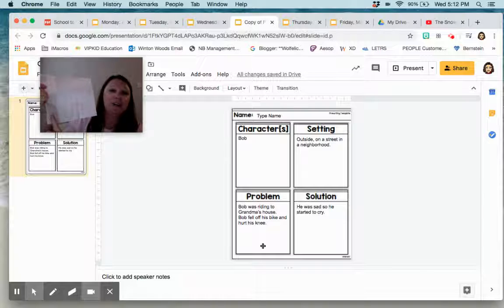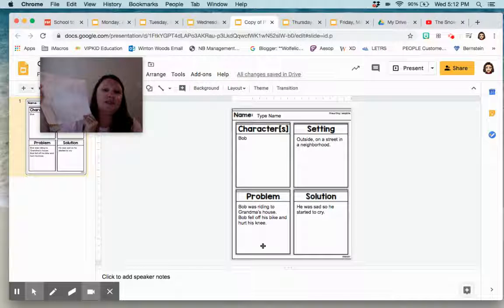So first, Bob is riding to his grandma's house outside in a quiet neighborhood. Bob fell off his bike and hurt his knee. Then he was so sad that he started to cry. Okay, see how I talked about my story on the 3 different pages? That's what you're going to do. You're going to tap and talk out your story to the pages.